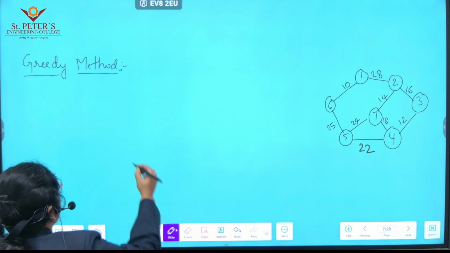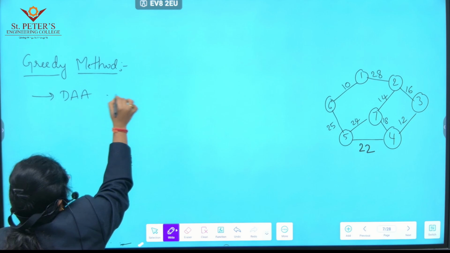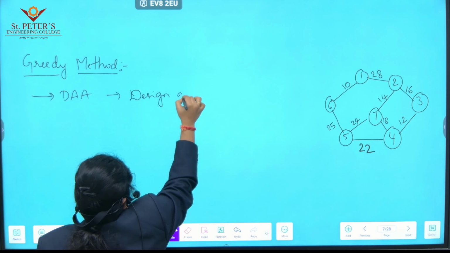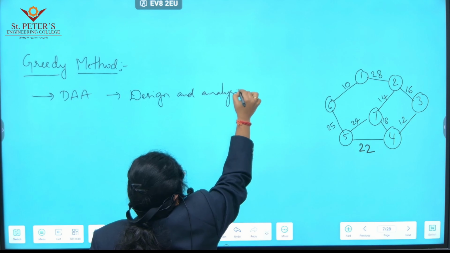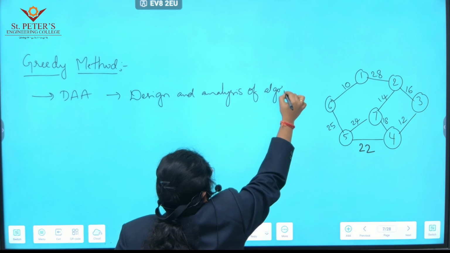Okay, this is one of the topics in DAA. DAA is nothing but design and analysis of algorithms. Today I am going to explain about the greedy method.